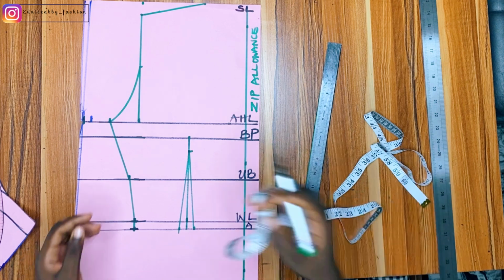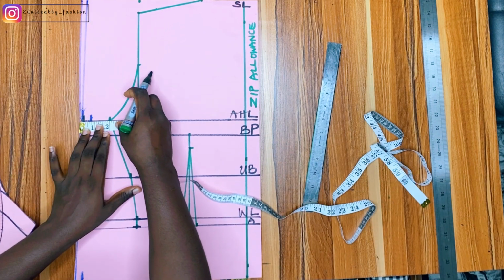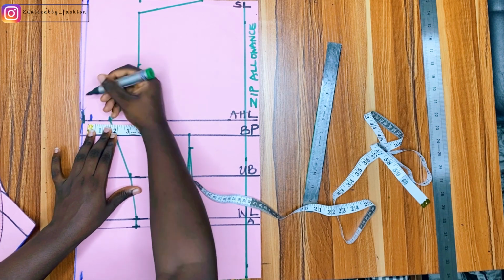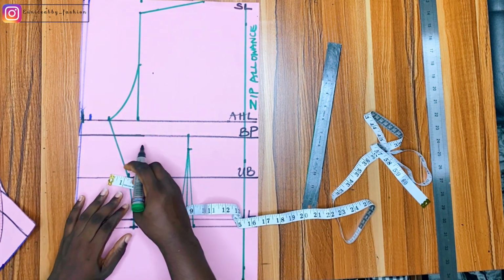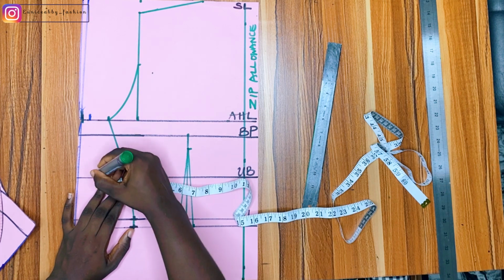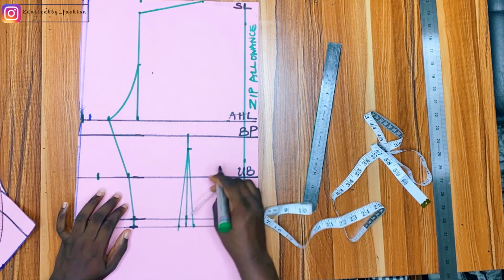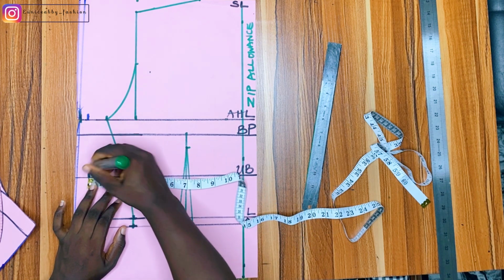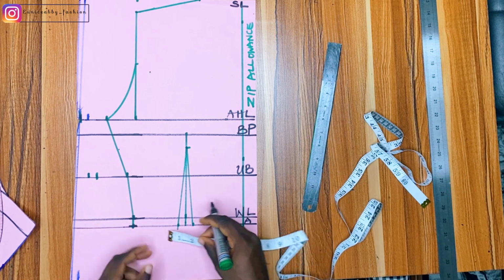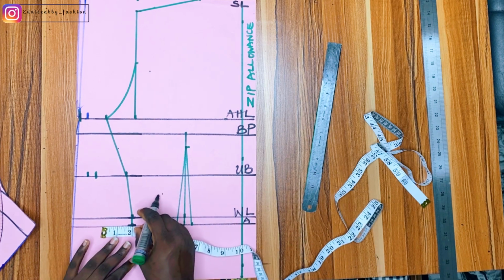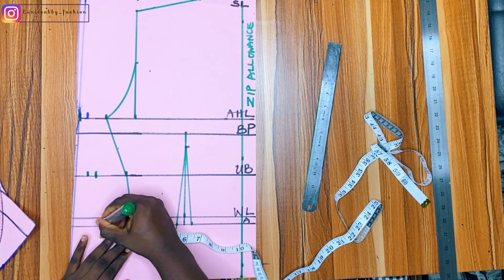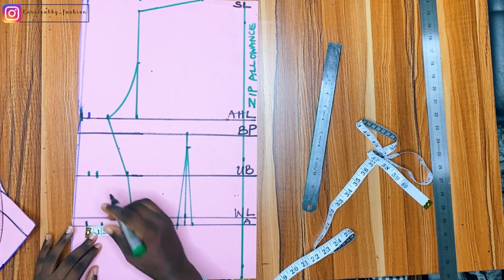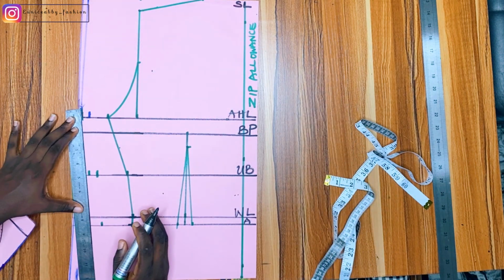Now let's mark our allowance and the dart intake. My allowance, if you remember from the front, is 2 inches, so I marked 2 inches. On the under bust, I also marked 2 inches, but I also took into consideration the dart that we took at this point, which is about 0.5 inches, so that we will not be short of fabric. On the waistline, I also marked a 2 inch allowance, and I also took in the 1 inch dart that we took on the waistline, and I marked it. I'll go ahead now and connect all the points.